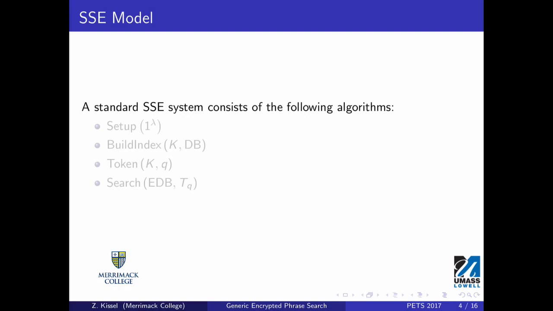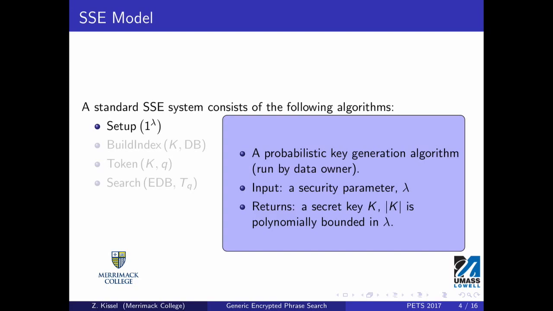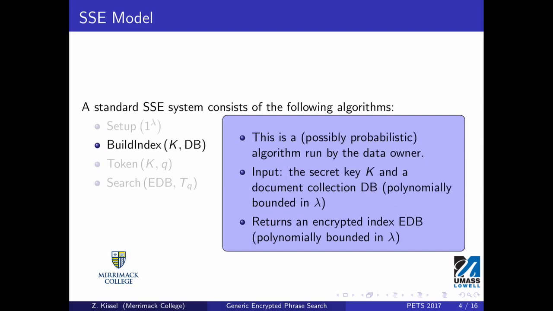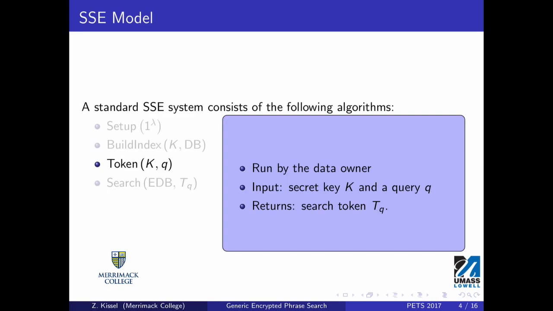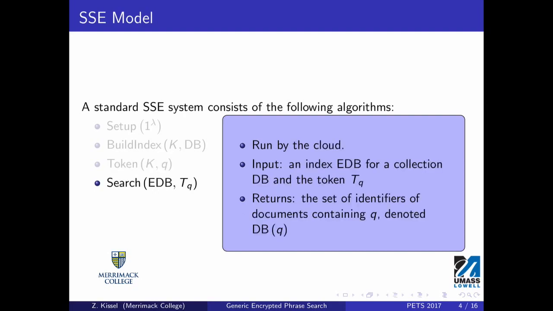The primitive consists of four basic algorithms. A probabilistic polynomial time setup algorithm that takes a security parameter and returns a key whose length is polynomial in the security parameter. There's a build index algorithm that takes a data collection and a key and produces an encrypted index that's polynomial in the size of the security parameter. Finally, there's a token algorithm that, given a query and the key, produces a token that can be used to search over the encrypted index. The last algorithm is search. This is run by the cloud, Bob. It takes as input the encrypted document collection and a token TQ and returns the matching documents.